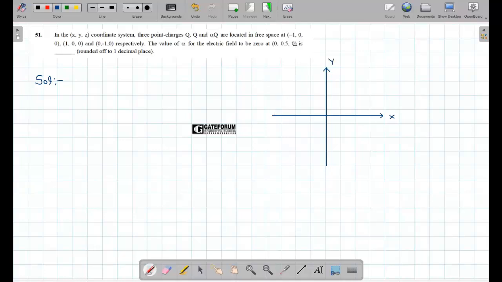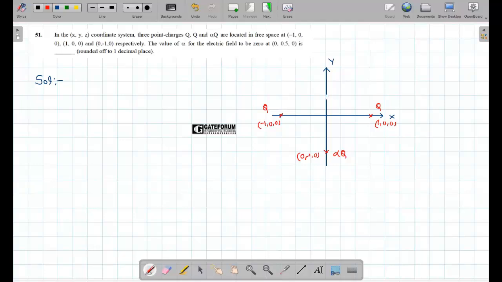So my one point is -1, 0, 0. Let that point be here. Other point is at 1, 0, 0, so this one is here. This one is -1, 0, 0. And one point is 0, -1, 0, so that point will be here. Okay. So the charge placed here is Q, the charge placed here is Q, and the charge placed here is alpha Q.